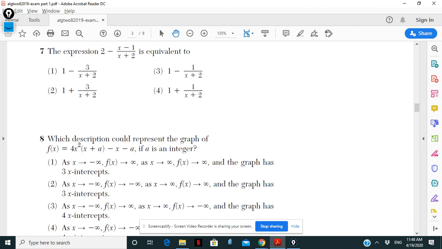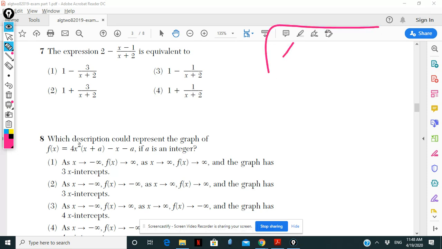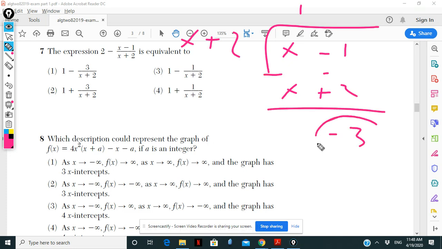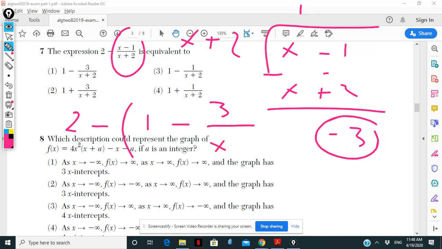Question number 7. I want to simplify this expression: 2 minus (x minus 1) divided by (x plus 2). So I'm going to do x minus 1 dividing by x plus 2, giving me 1, x plus 2, over the sign, it's negative 3. So now x minus 1 divided by x plus 2 is going to be 1 minus 3 over x plus 2. Now I'm going to distribute the negative sign.